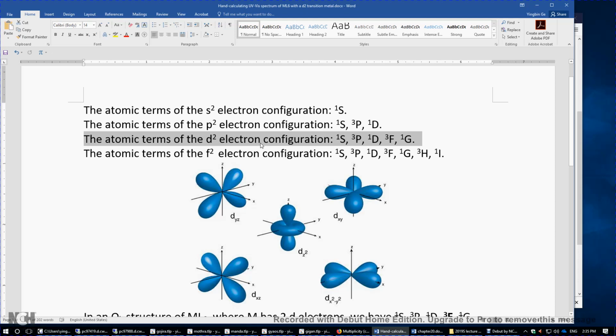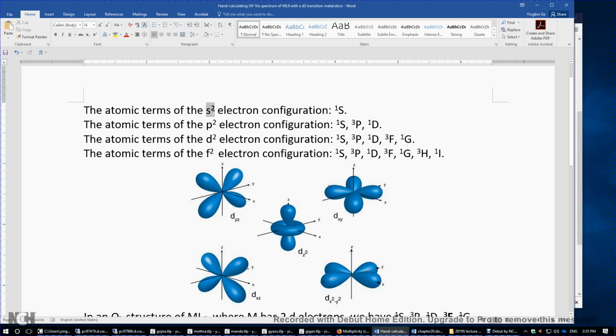It took me 25 minutes to determine those atomic symbols for the d2 electron configuration, because I had to write out the 45 microstates of these 2 electrons and then group them carefully into these 5 atomic terms. So today I will show you a trick on how to determine the atomic term symbols quickly.